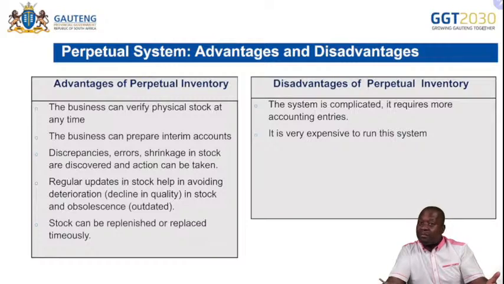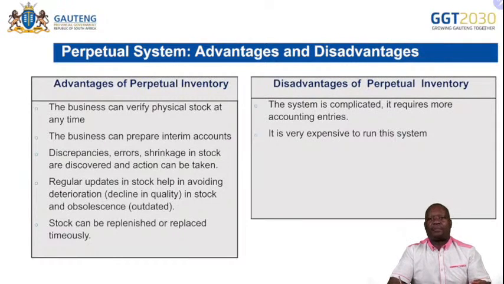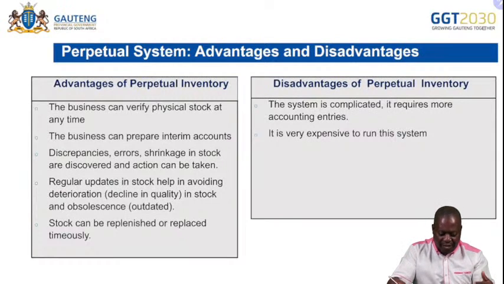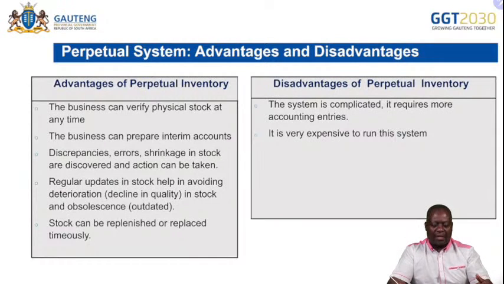And if there are 15, it means 5 are missing. Something happened. You can detect that anytime by just verifying the existence of the stock items that are in our records. Now, the business can also be able to prepare interim accounts, because cost of sales is there, we can easily find gross profit any day because the records are updated on a daily basis continuously.